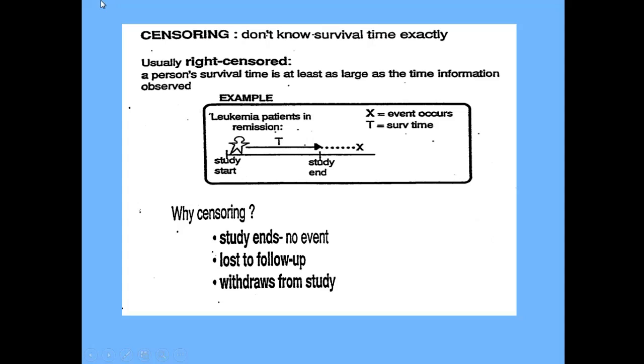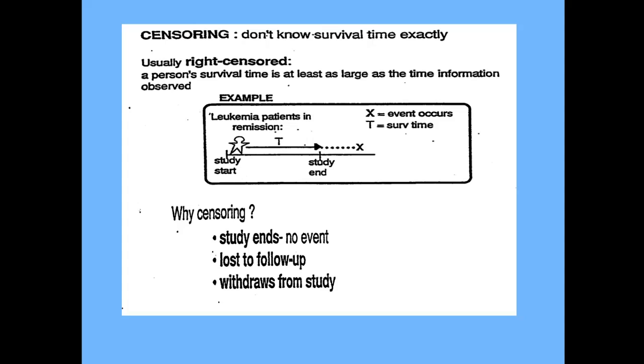Right censoring. This is something you probably had in 530, maybe. What you mean by right censoring is that a person's survival time is at least as large as the time information observed. So in the leukemia example, it may be that you got somebody that was in there at the start of the study, and the study ended. That's one way this can happen. The study ended, and they still were in remission. We're talking about how long were they in remission, okay?